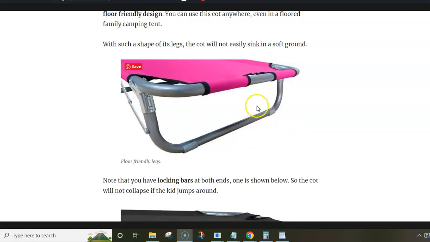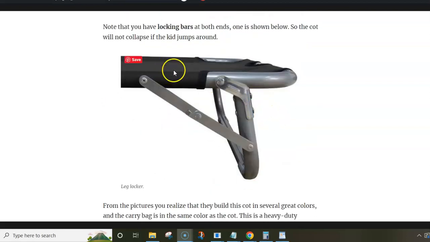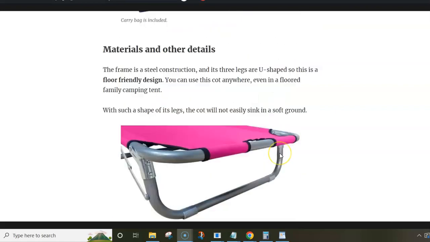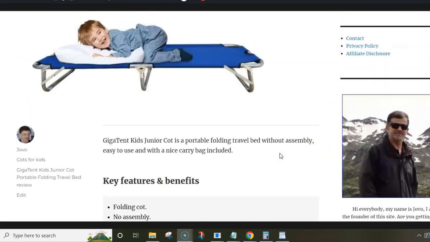Here again you see one of the colors, and here yet another. And this picture also shows that there are these lockers on both ends of the cot. You will see them here. So these legs that fold are then kept in place if a kid jumps around.